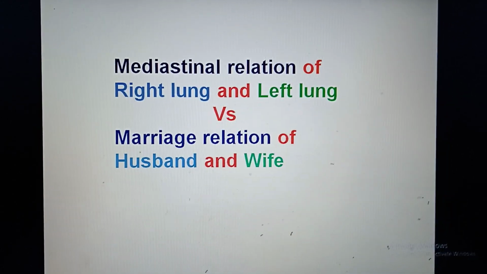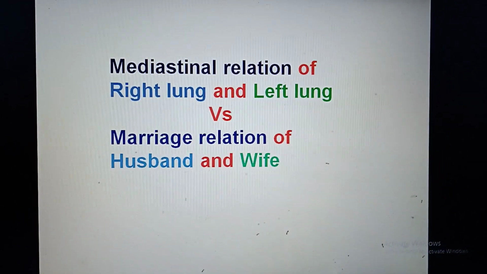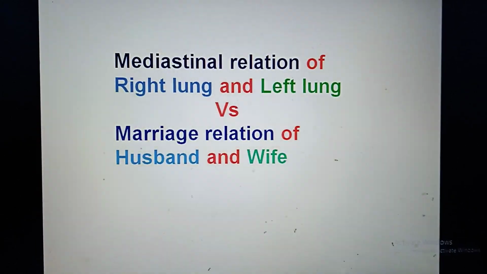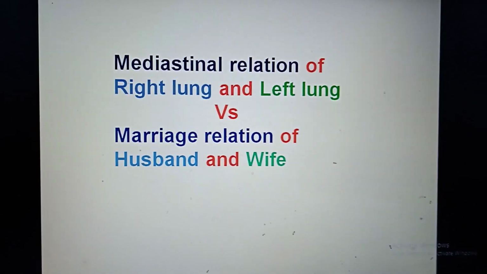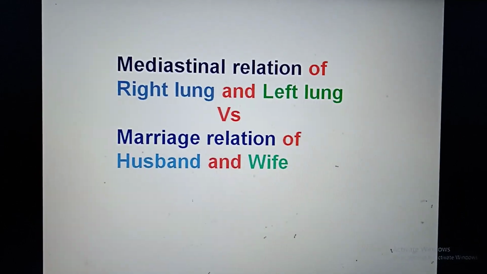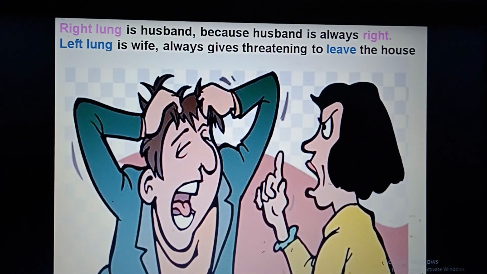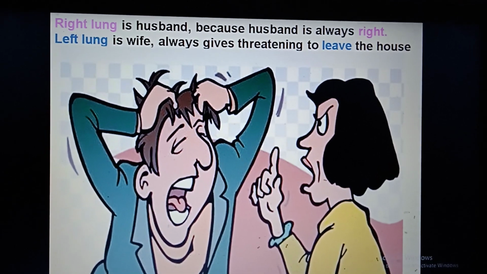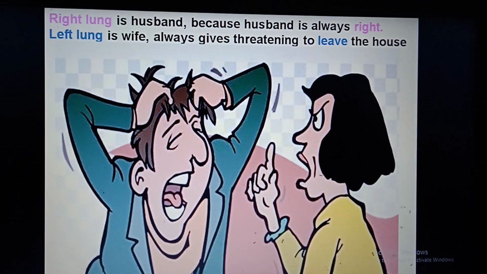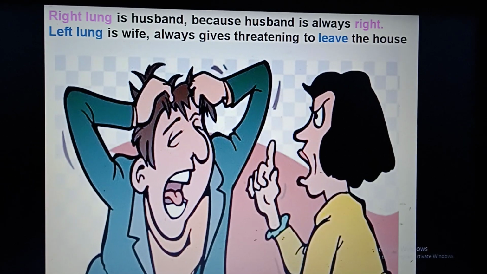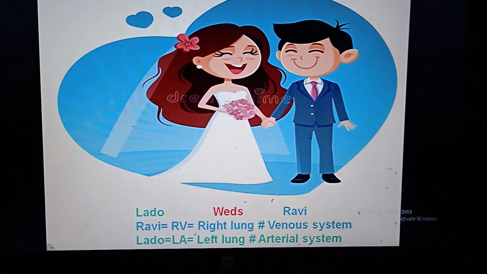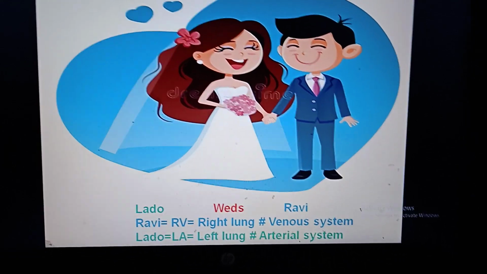Mediastinal relation of right lung and left lung versus marriage relation of husband and wife. Here right lung is compared with husband and left lung is compared with wife. Right lung is husband because husband is always right, and left lung is wife, always giving threats to leave the house. What a beautiful couple. Lado weds Ravi.